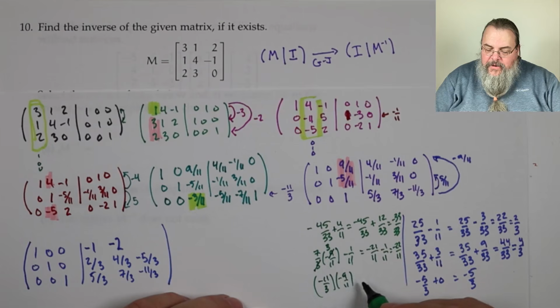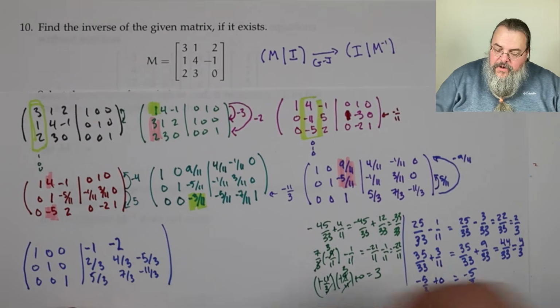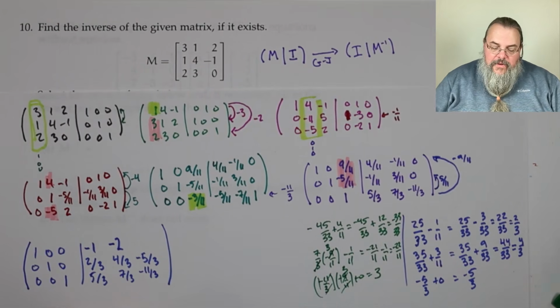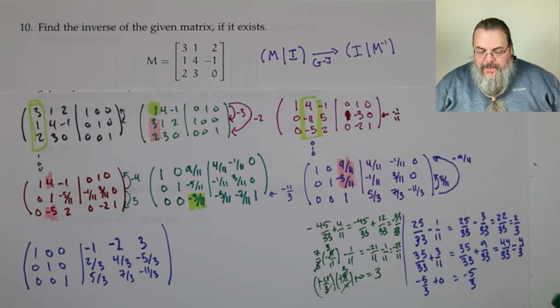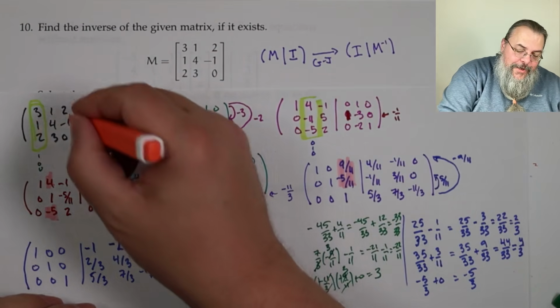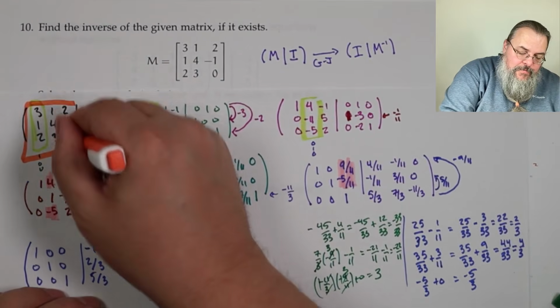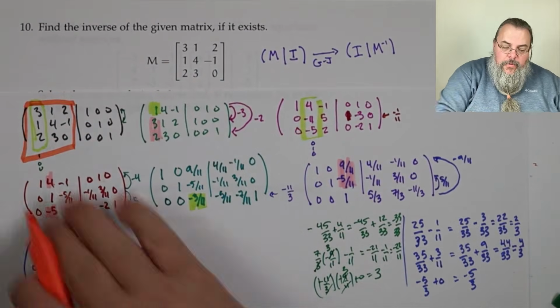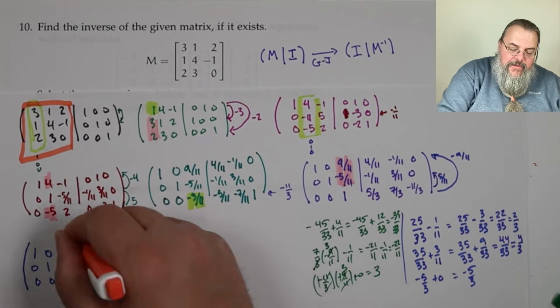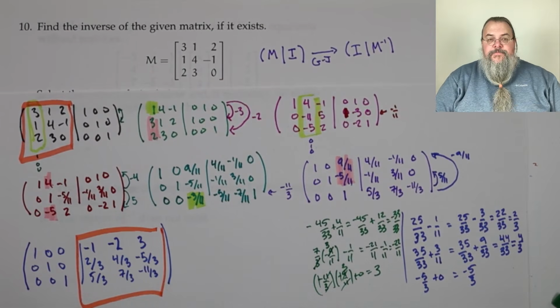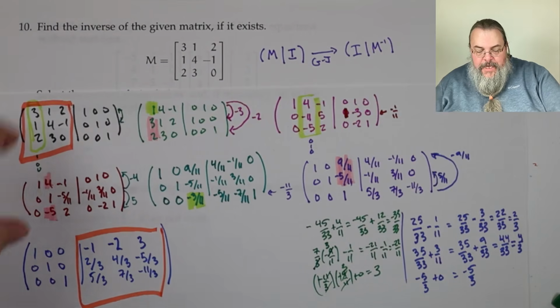And here, add 0. Well, the 11's cancel, the negatives cancel, 3 goes into 9, leaving us with 3. So, our last piece is 3. All right, so here's the claim. We started with M, right? We worked until we made this left-hand side look like I. This is the inverse.